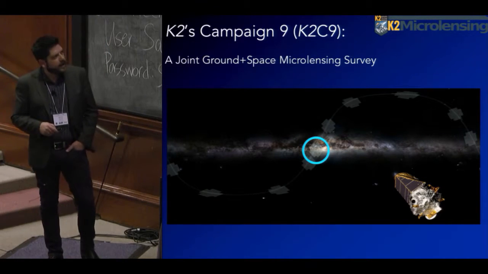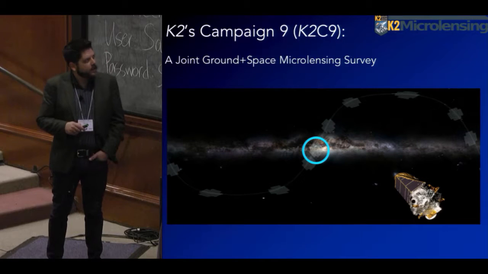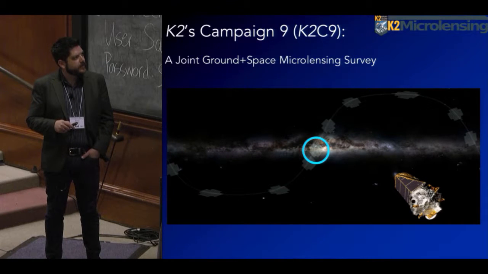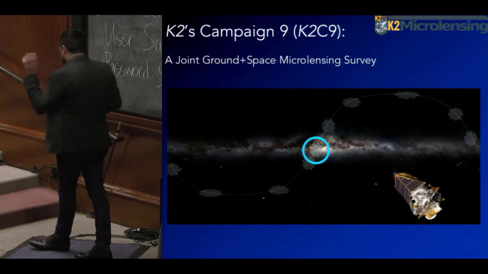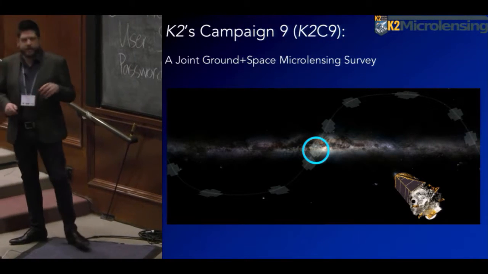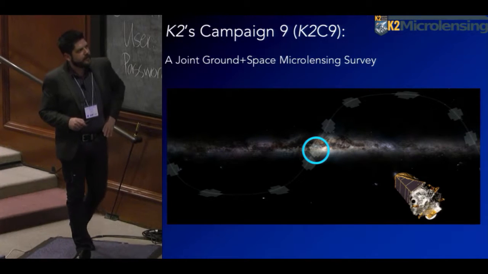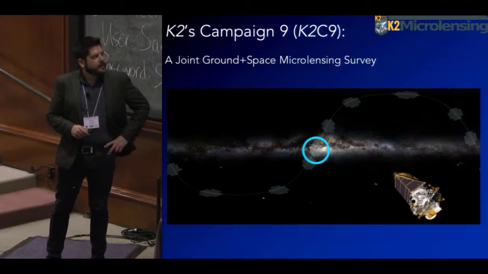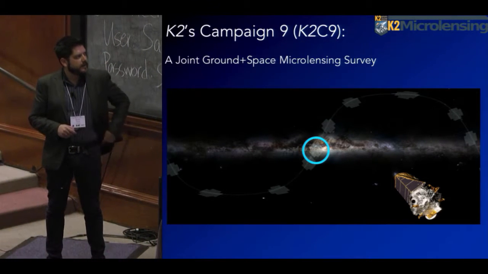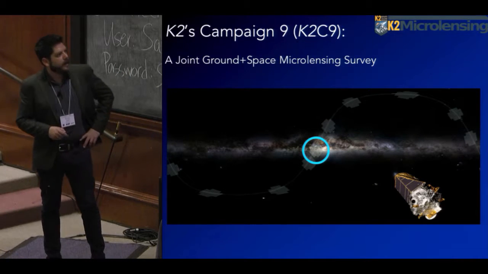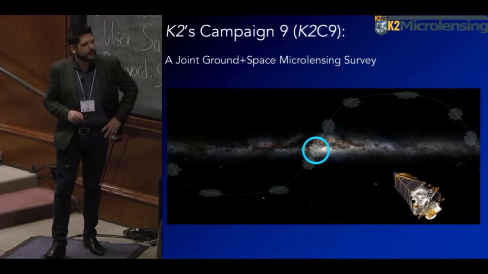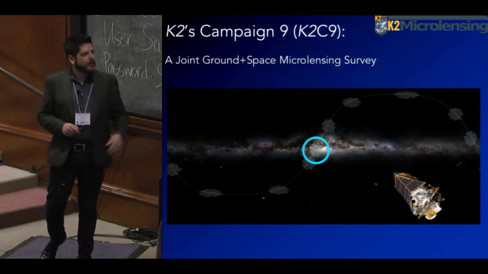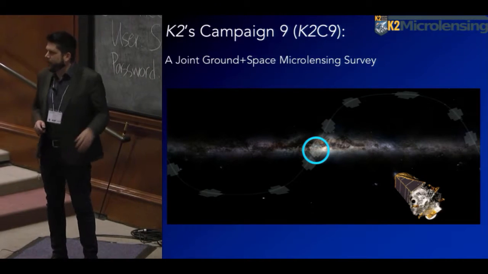So K2 Campaign 9 is the 9th campaign of the K2 survey, and it is pointing at the galactic bulge. They had to turn the spacecraft around in the opposite direction from the one it was normally going in, in order to have the bulge be visible at the same time that it's visible from the ground. And right before they were about to do that, the spacecraft went into emergency mode. But we were told that this was not microlensing's fault.